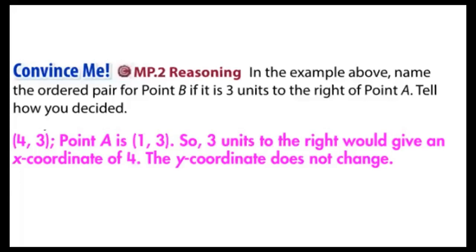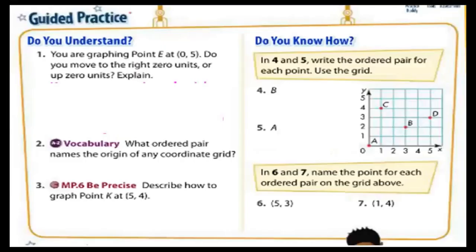Okay, my dear. Move to the guided practice, page number 779. Question number 1. You are graphing point E at 0, 5 as an ordered pair. The first one equals 0. This is the value of x. And the second one equals 5. This is the value of y. And I told you, don't invert the ordered pair. It starts with x and ends with y. It's a must to do that and follow.